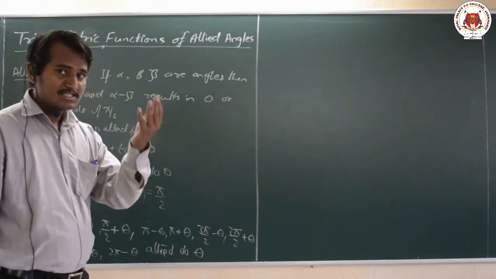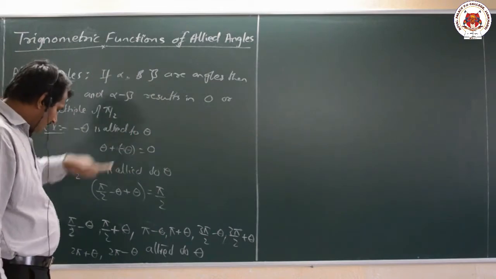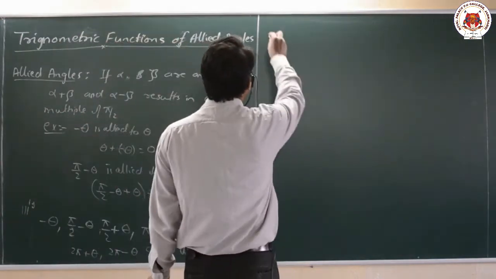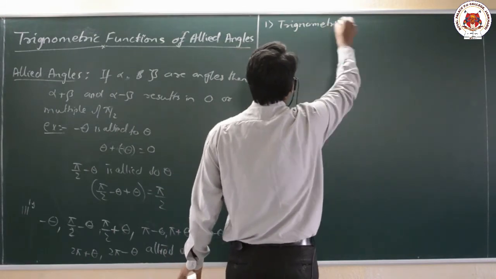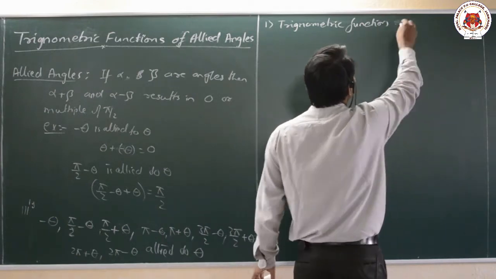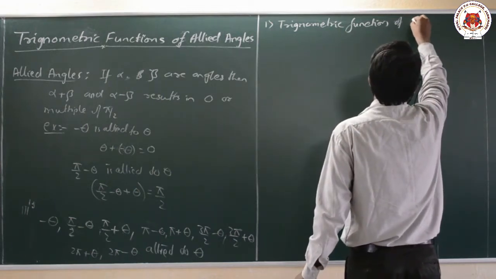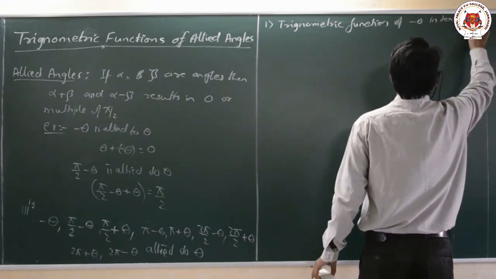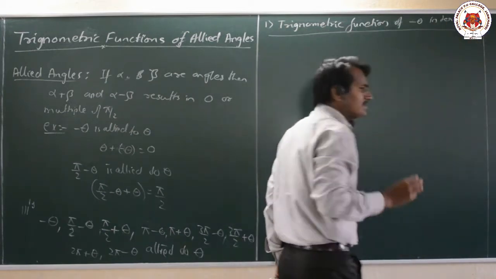Now we shall continue our discussion related to trigonometric functions of allied angles. Trigonometric functions are sine, cos, tan, secant, cosecant. Trigonometric functions of these allied angles in terms of theta. So let us start with the first one, the trigonometric functions of pi by 2 minus theta in terms of theta. This is our first discussion, because it is very simple.